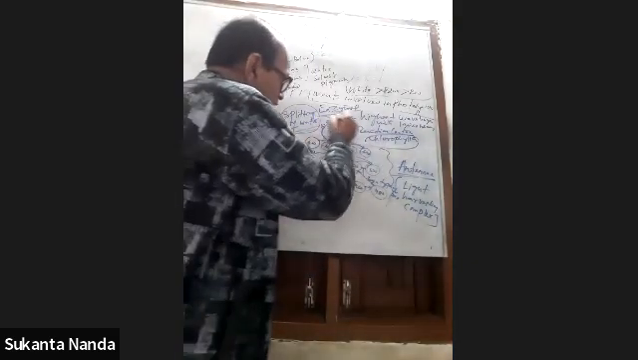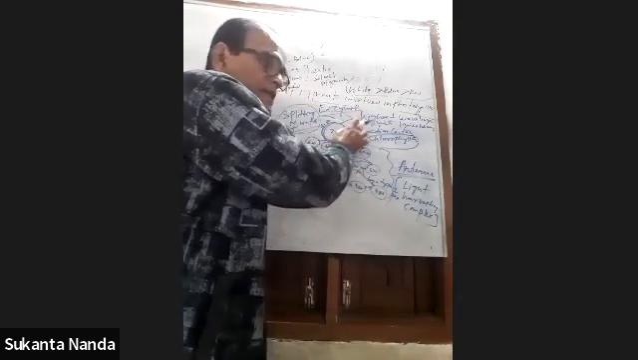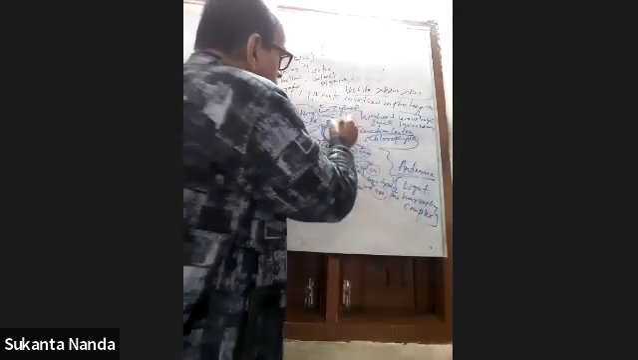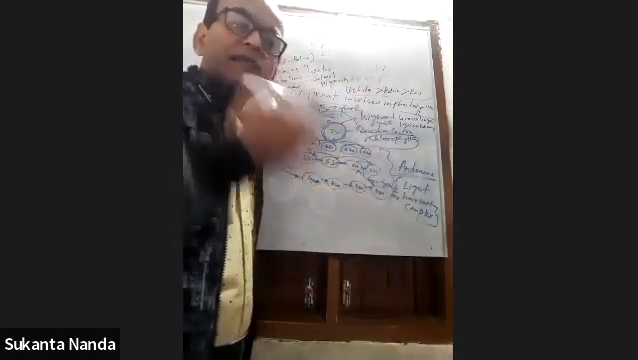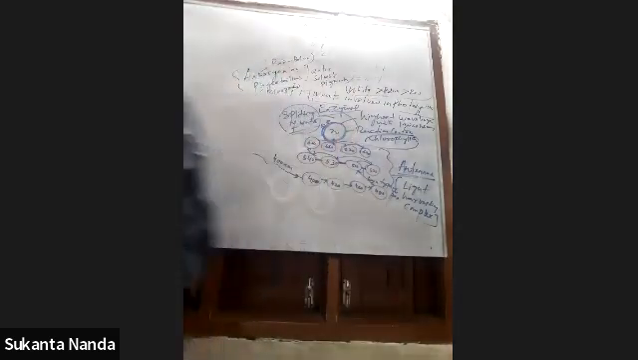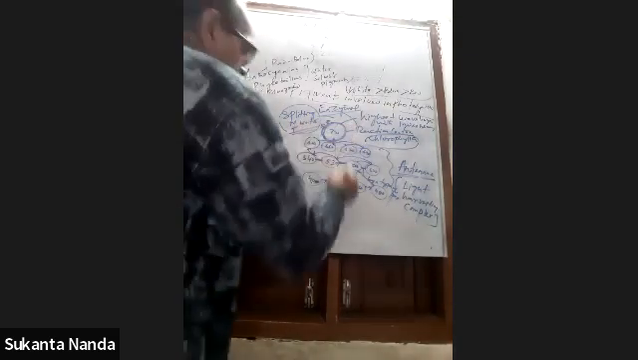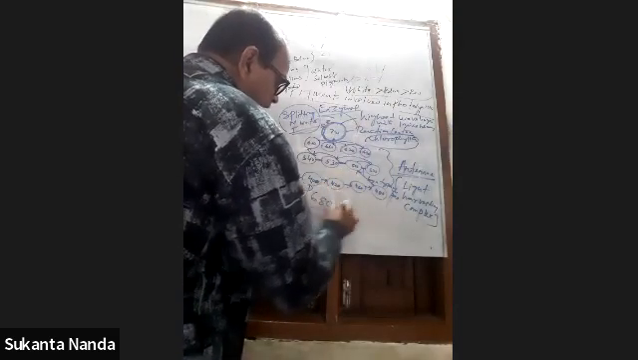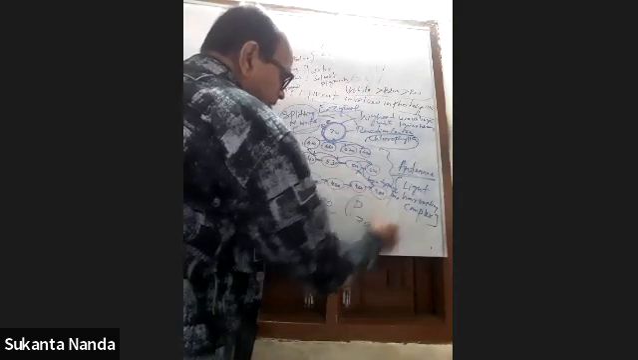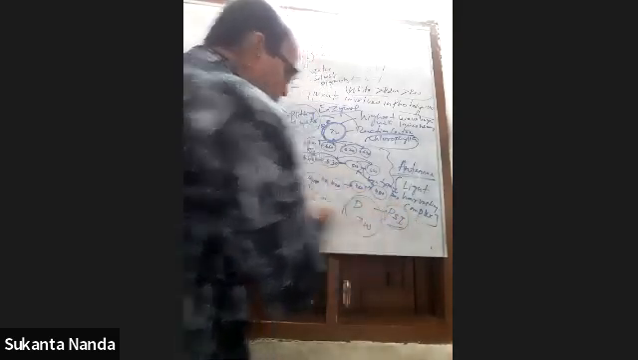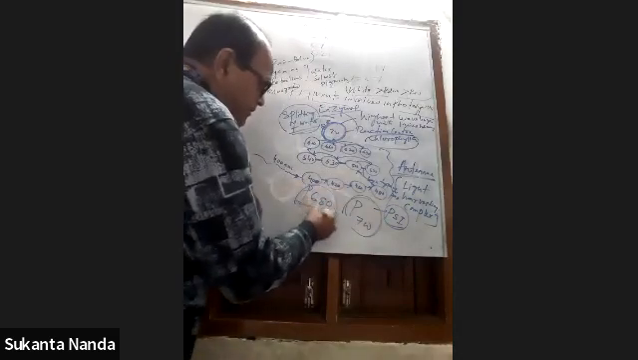Here only, in the reaction center, is where photosynthesis takes place. Photosynthesis takes place only in a reaction center, and a reaction center may have 680 nanometer or 700 nanometer. P700 is called photosystem 1, and P680 is called photosystem 2.